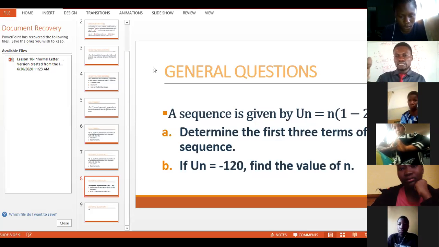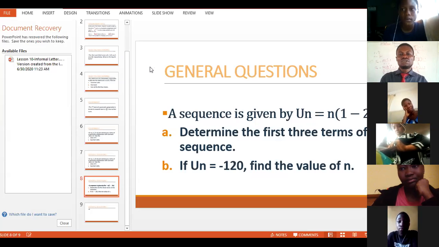So I'll put 1 as my n is equal to 1. I'll put 1 for my first term, and anywhere I see n, I'll put 1, and then the value will come out. For my second term, anywhere I see n, I'll put 2. For my third term, anywhere I see n, I'll put 3. So A will be solved like that.